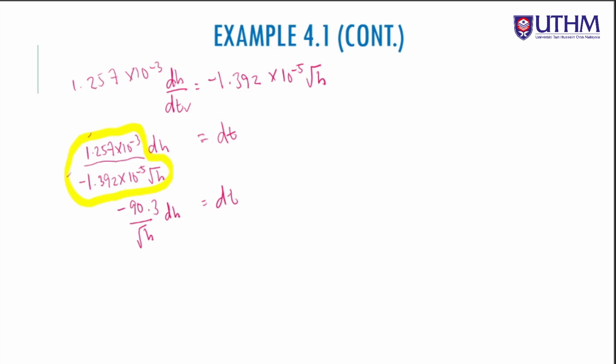Okay, so now apa kita nak kena buat? Kita nak dapat t kan. So dari differentiation kita nak dapatkan t, kita kena integrate. So nak integrate kita kena buat macam mana? Kita just integrate. Kalau integrate belah kanan, kita kena integrate belah kiri jugalah.